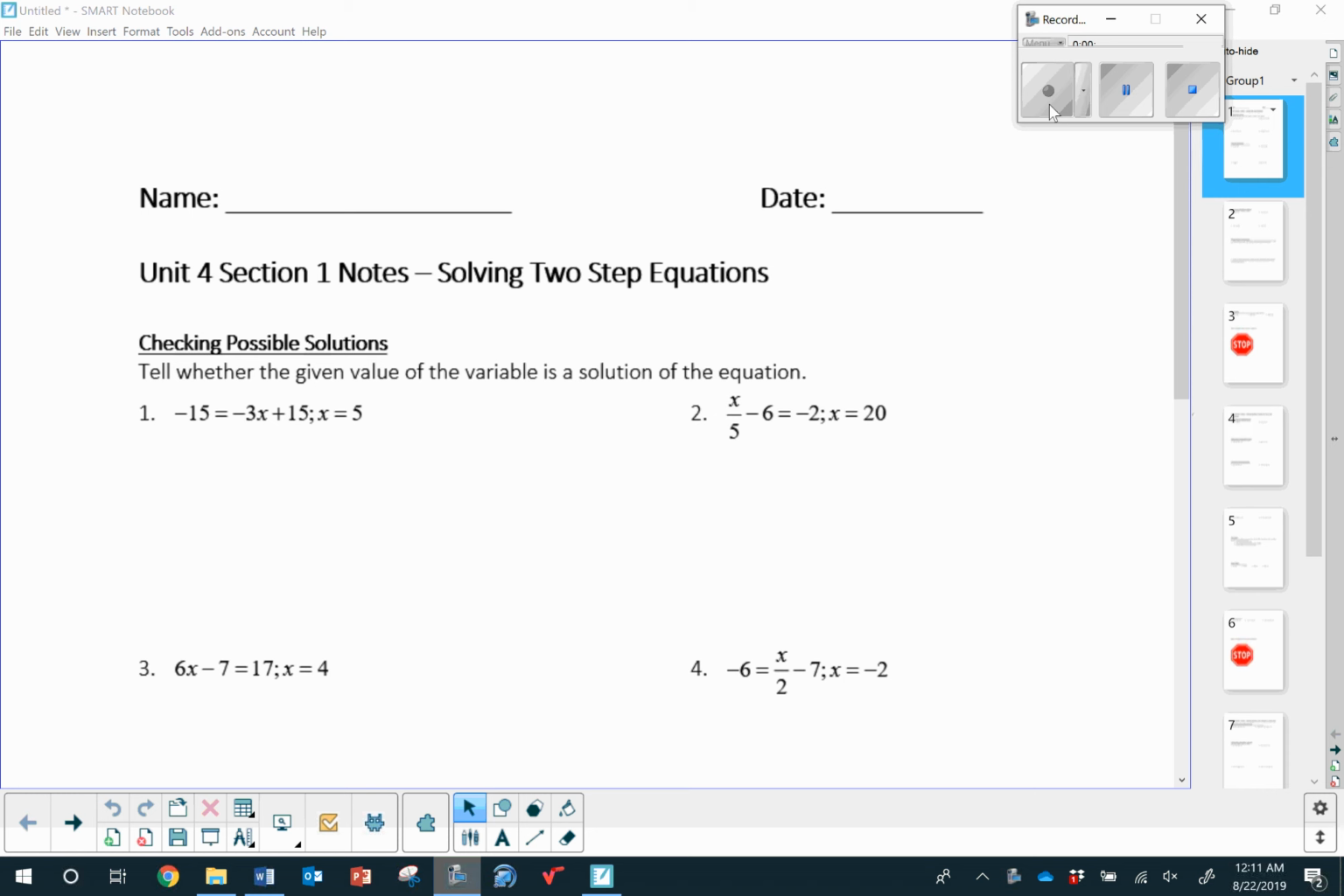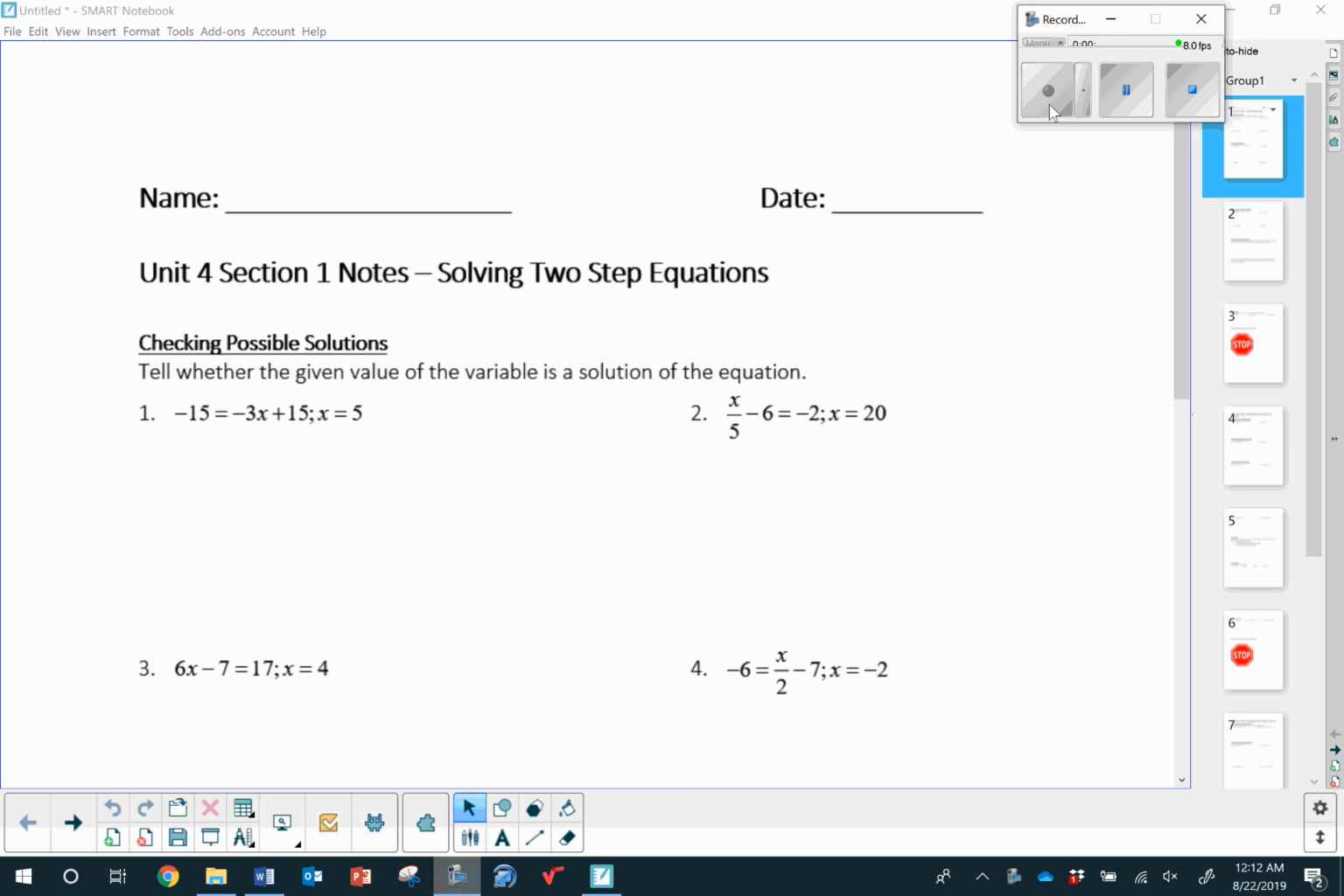All right, we're going to go ahead and get started with Unit 4, Section 1. Unit 4 is going to build on Unit 3. We're still going to be solving algebraic equations, but this time we're going to build on it and not just do one step, but add a second step in there. So our first section is having us check possible solutions.